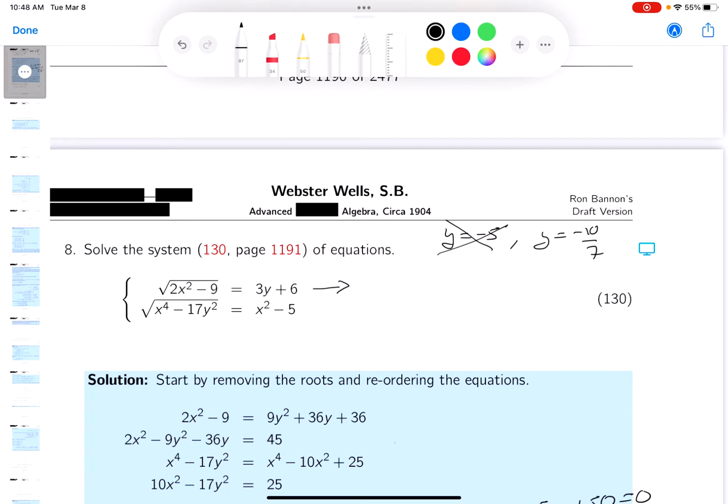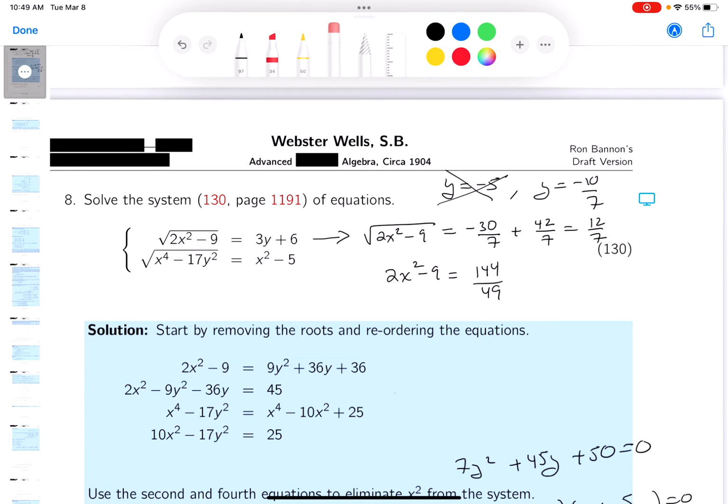First equation, because it looks the easiest to me. You get 2x squared minus 9 equals minus 30 over 7 plus 42 over 7, which is 12 over 7. I'm going to square both sides. That's 144 over 49.